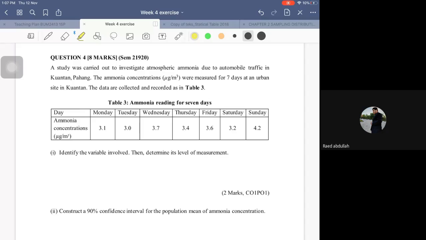The first question says identify the variable involved. Remember I told you what the variable is? The variable is what data we collect. So what data are we collecting here? The concentration of ammonia. Exactly. Usually the variable is going to be the header of your table. So we are collecting the ammonia concentration, and that is why the variable is the ammonia concentration.